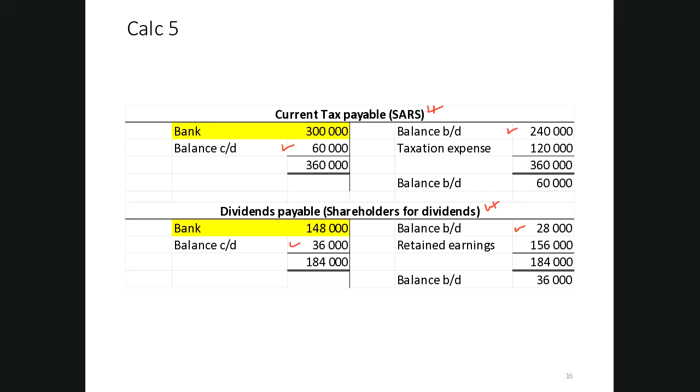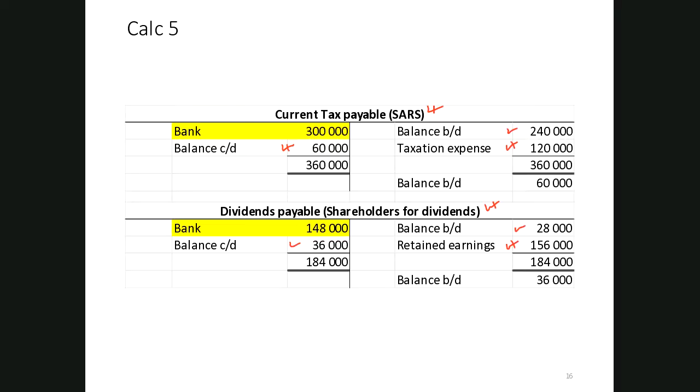So we do know they told us for the year we would debit tax expense, credit current tax payable, and for the dividends payable, remember we debited retained earnings, credited dividends payable with 156,000. So we've got these amounts on the credit side. Then if we take the closing balances away, we get to our bank amounts.